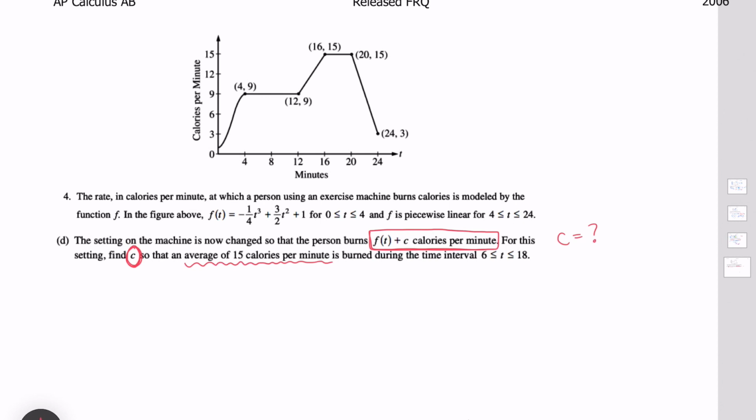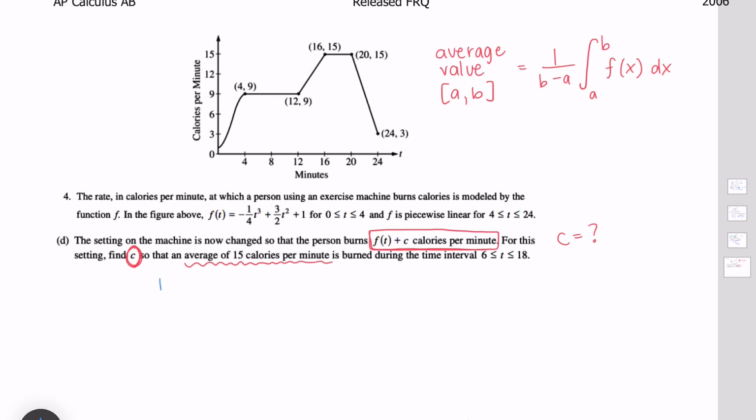So they use the word average here. What we need to remember here is the formula for average value. And the average value between an interval from a to b is given by 1 over b minus a times the integral from a to b of our function, whatever function it is that we want to find the average value of. So that's the formula we need to use for our question, and let's bring it back into the function they're asking us about. They're asking us to find the average value of f of t plus c from 6 to 18.